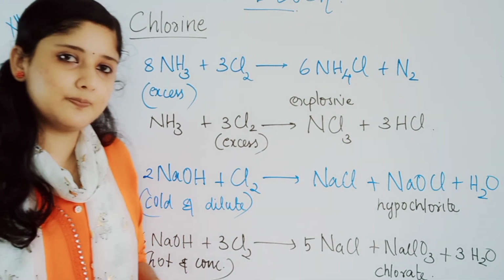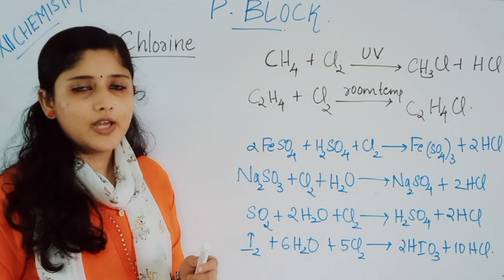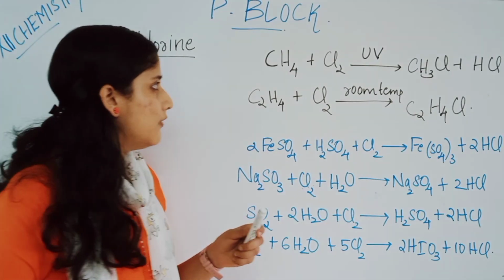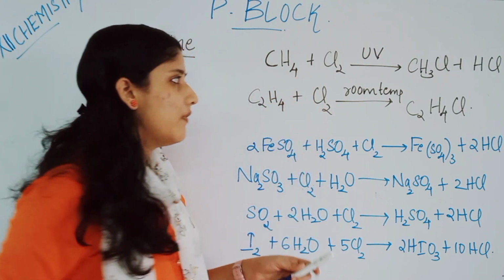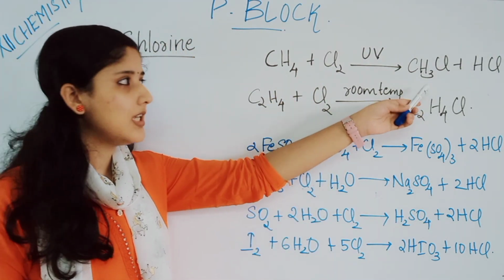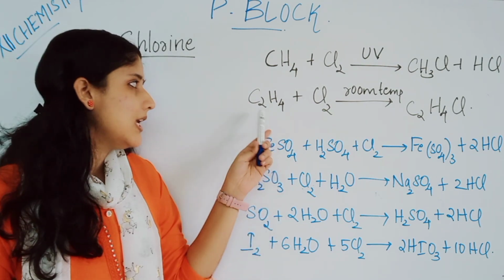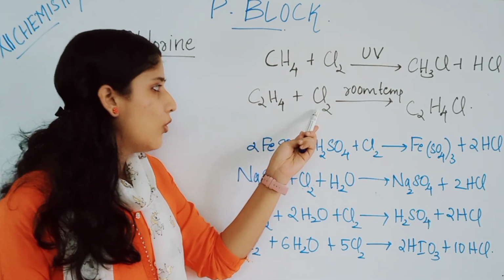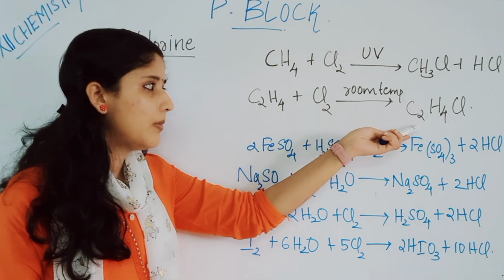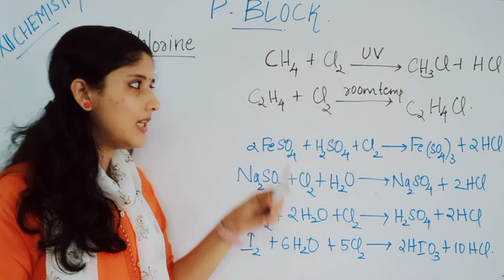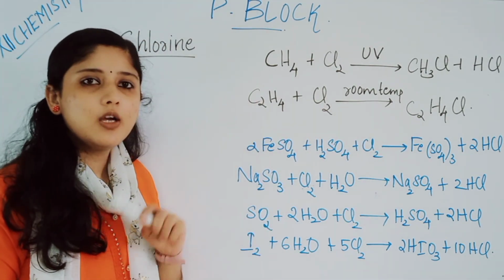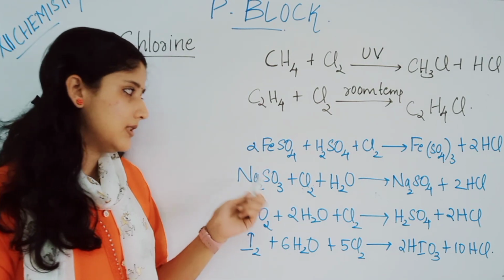Chlorine also reacts with hydrocarbons. First is chlorine with CH4. When it reacts, it will give you CH3Cl plus HCl in the presence of UV rays. Similarly, C2H4 with chlorine at room temperature, you will obtain what? C2H4Cl2. These two are the reactions of chlorine with hydrocarbons.